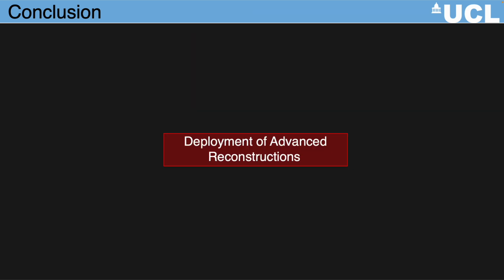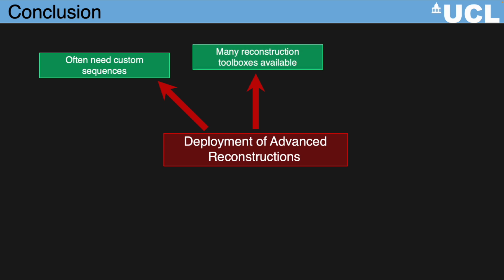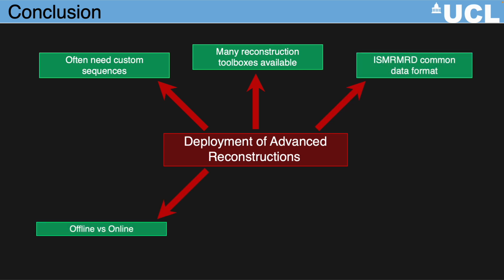So in this talk, I've discussed the challenges and pathways for developing advanced reconstructions. Often these require the use of custom sequences which may not be available at all sites. I showed that there are many open source reconstruction toolboxes available which can help speed up development of new algorithms and improve collaboration and reproducibility. The use of the ISMRM raw data common format is important in enabling these generic reconstructions to be used regardless of which scanner vendor the data was acquired on.